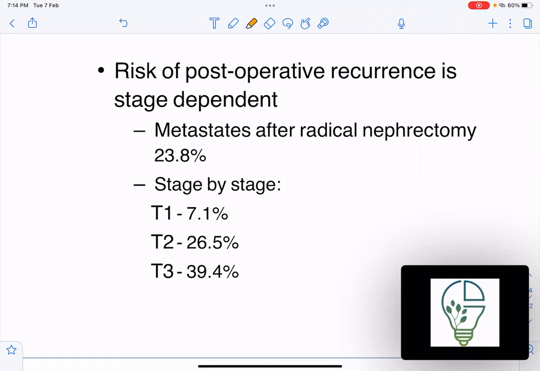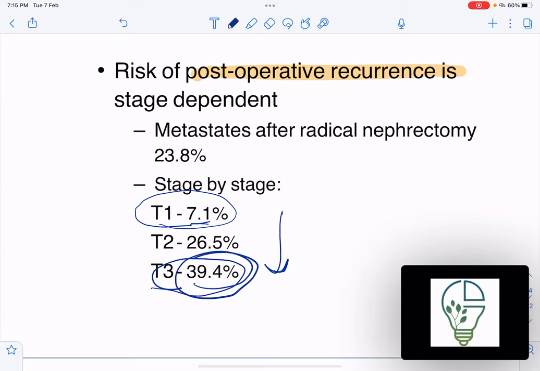Again, the risk of post-operative recurrence also depends on the stage. As you can see, the recurrence rate increases as we increase in stage. If it's just stage one, it's just 7%, which is minimal. As we go down, it increases up to even 40%, which is almost coming close to 50%, right? And even with metastasis, it's not like it's decreasing. The 23 is still a high percent compared to the other percentages overall.